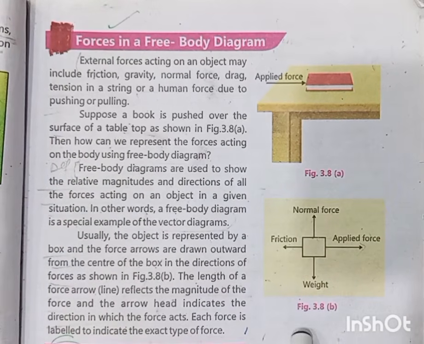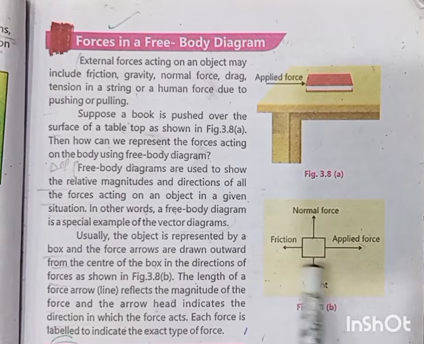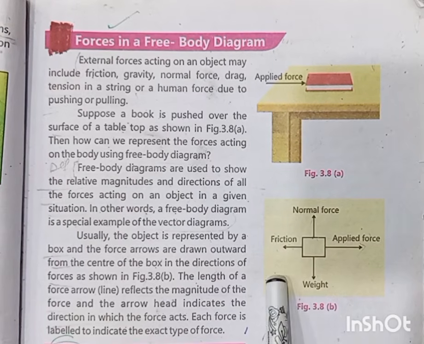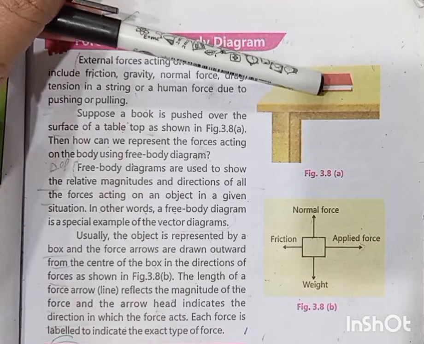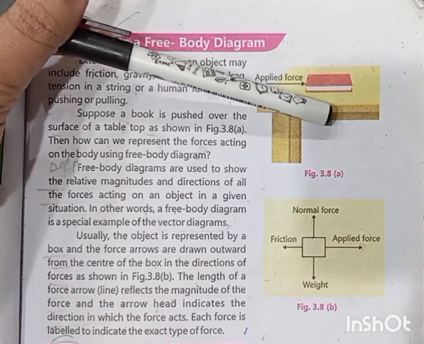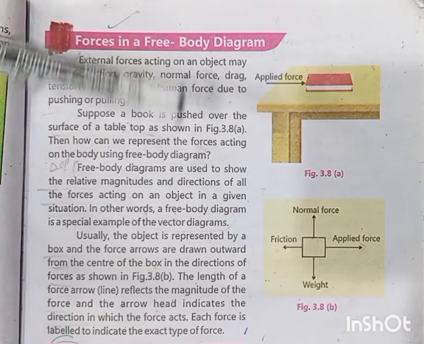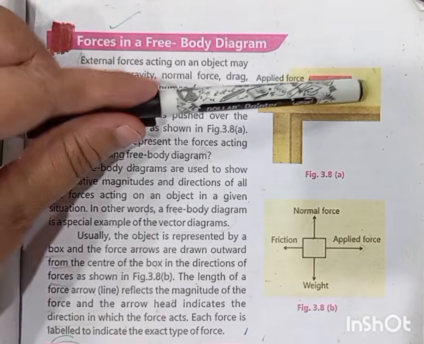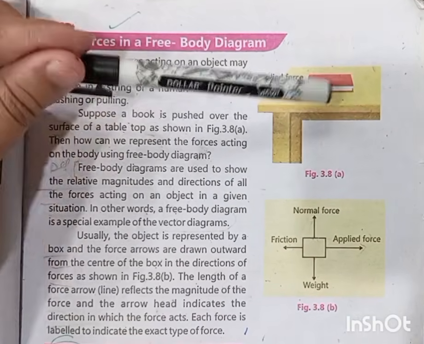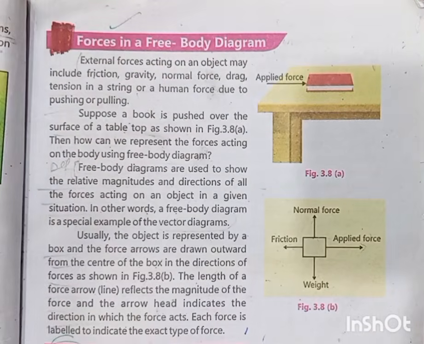You can see figure 3.8. This is a book which is lying on the table. Here, the book exerts a downward force, which is its weight, and the opposite force is the normal force. Let's suppose we apply a force in this direction to move the book, and the opposite force in the opposite direction will be friction.